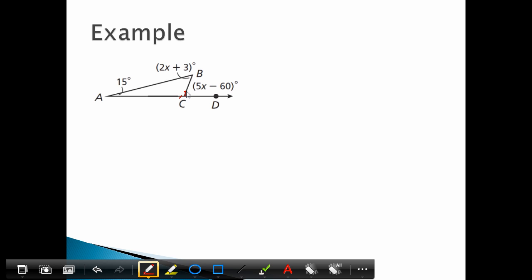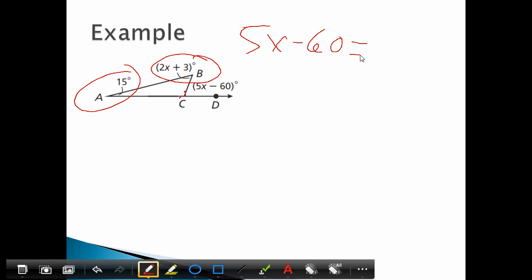Angle B, though it looks really kind of close, is actually far away. It's not going to have the same vertex. So it's far away. It's in a different city. It's at vertex B instead of the vertex C. So we know that that's one of our remote, and then of course that 15 way on the other end is remote. It's pretty far away. So I'm going to take my 5x minus 60, and that should equal my 15 plus my 2x plus 3.